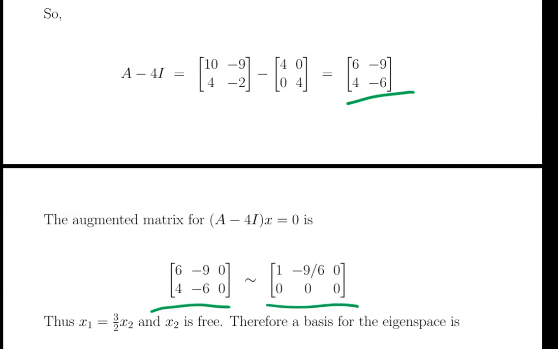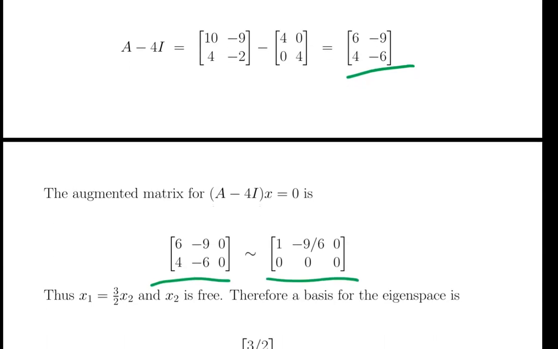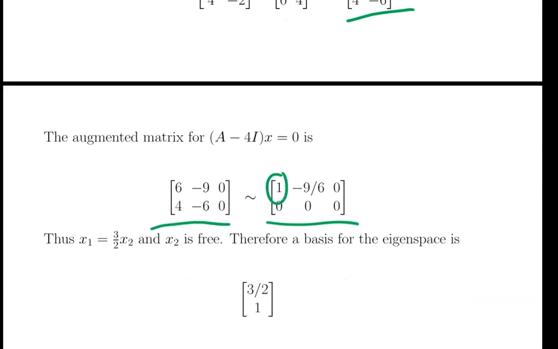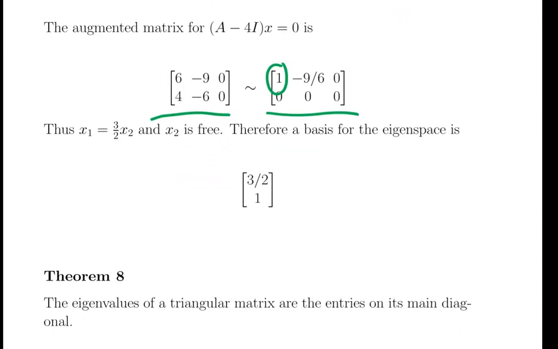That's equivalent to this, so we do have our free variable, right? x1 is equal to 3/2 x2. x2 is free. There's only one pivot position here. So a basis for the eigenspace is (3/2, 1), right? Because x2 is free, and x1 is 3/2 x2. So that represents a basis for the eigenspace.